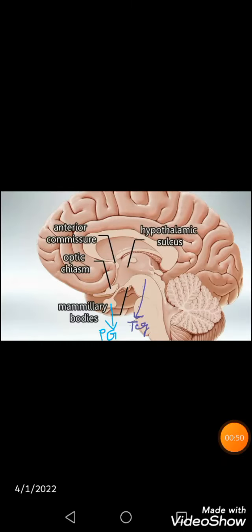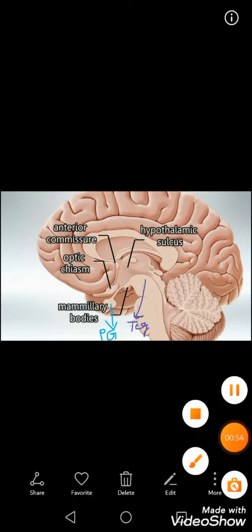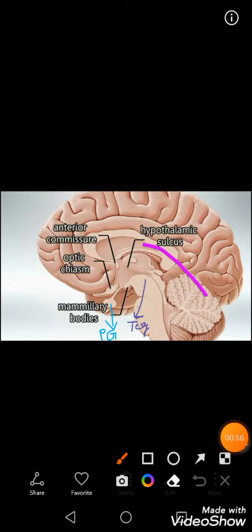And it lies below the hypothalamic sulcus. If I can mark it for you, this is the hypothalamic sulcus. Here, let me mark the area. This region is the hypothalamic sulcus, which is present above the hypothalamus, right?